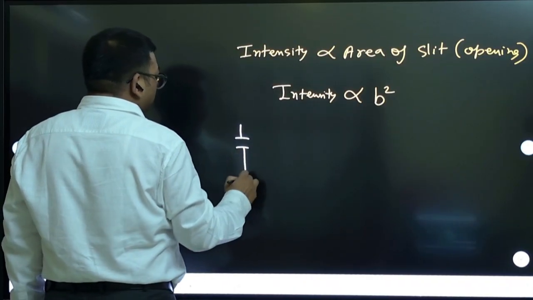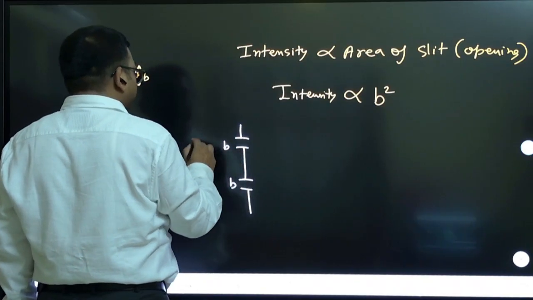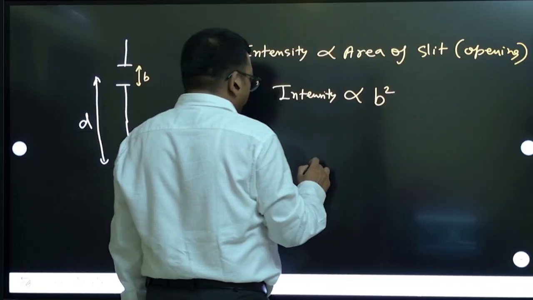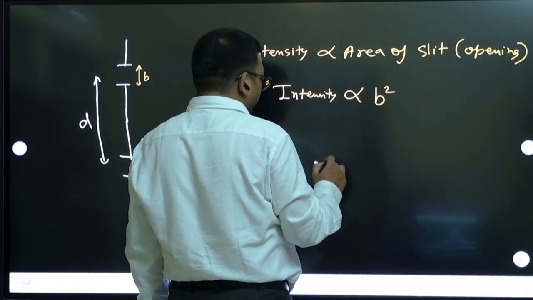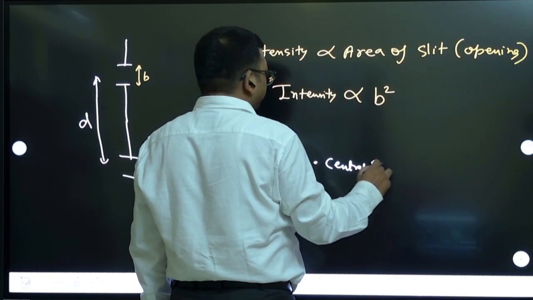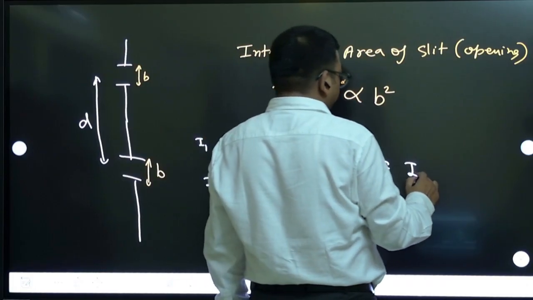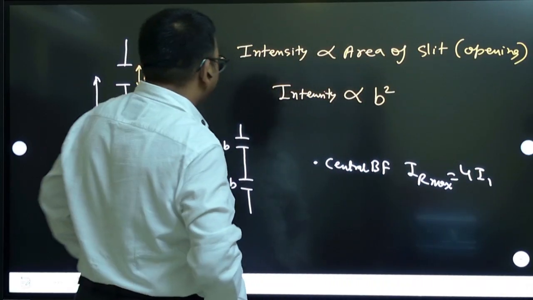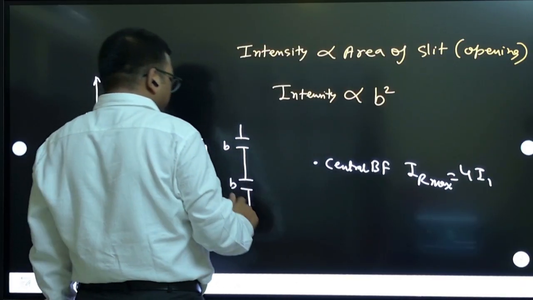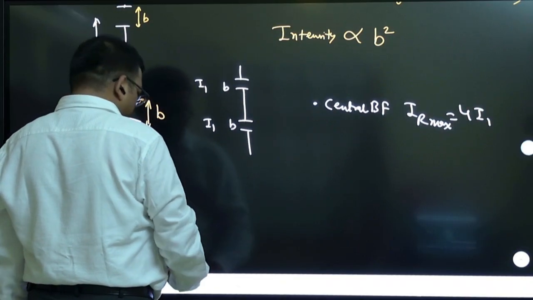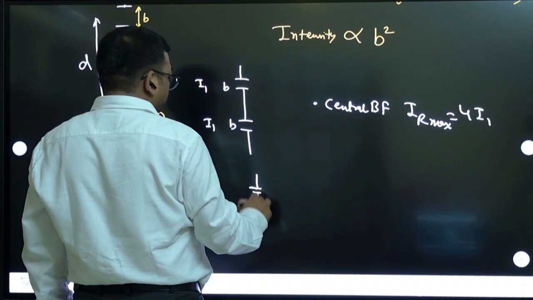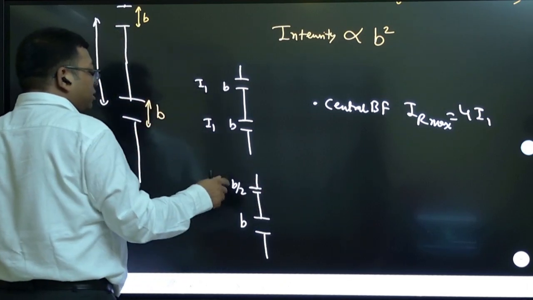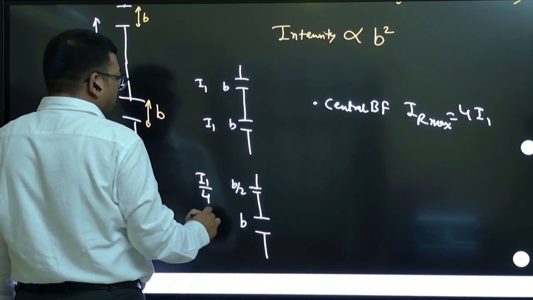Suppose there are equal widths, let us say b and b, so let us say the intensities are I1 and I1. The same intensities are there. So maxima forms at the central bright fringe, and the resultant intensity is maximum, that is 4 times I1. But now suppose I make the width of one slit half, so this is b and this becomes b by 2. Because I have made its width half, its intensity becomes 1 by 4, and the other intensity is I1.